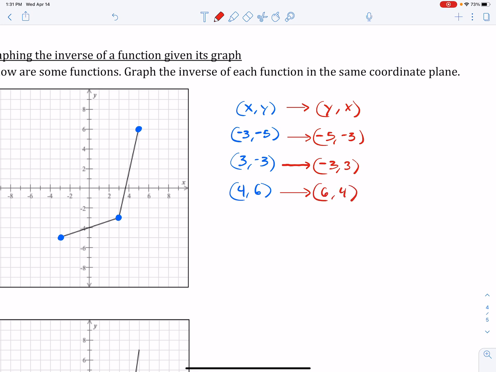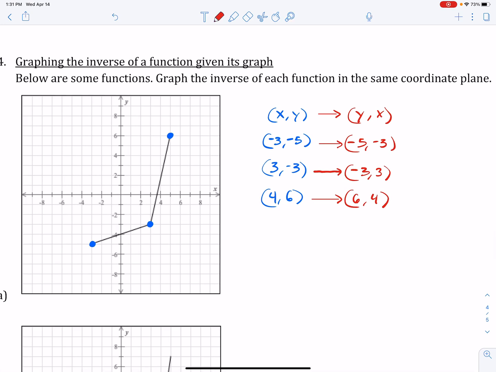Now let's graph these new ones in red. I'm going to have -5, -3. Where's that at? That's right here. Then I'm going to have -3 comma 3. That's right there. And then I'm going to have 6 comma 4. 6 comma 4 is right here.